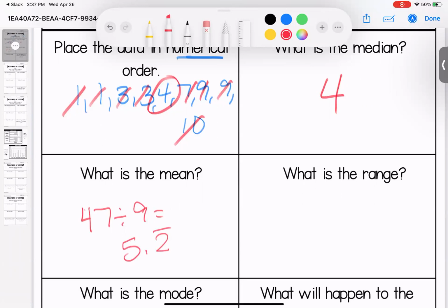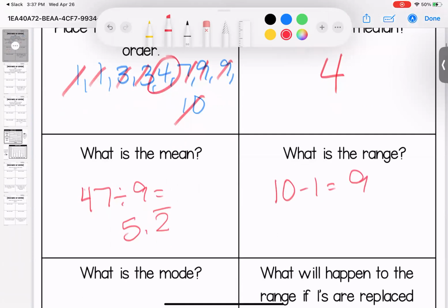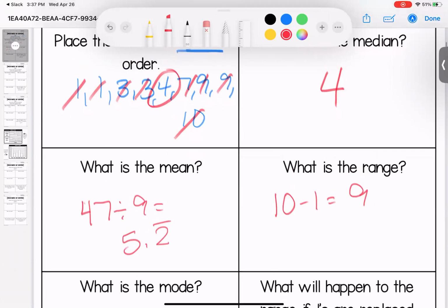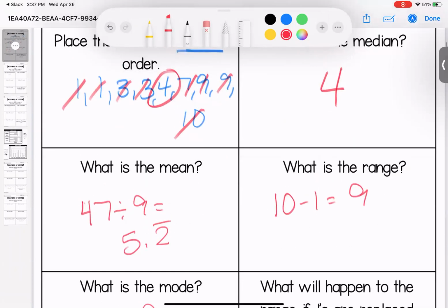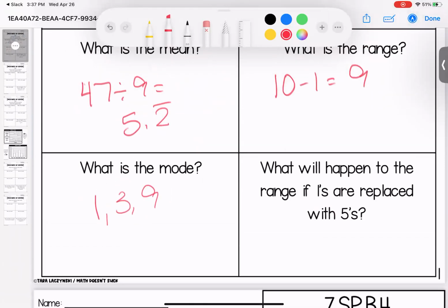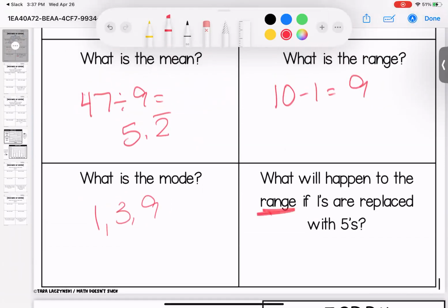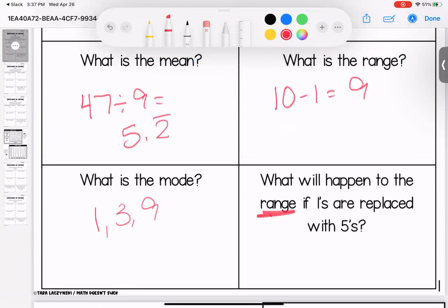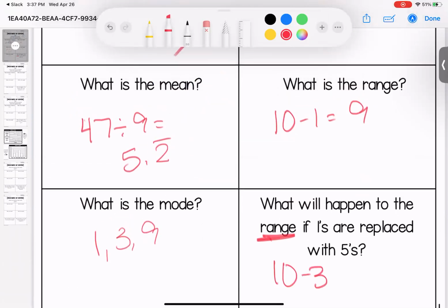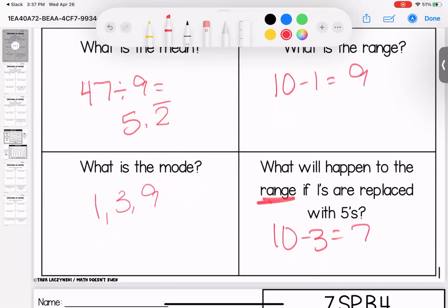What is the range? Range is the largest minus the smallest, so we have a range of 9. What is the mode? Mode meaning most often. We have 2 1s, we have 2 3s, and 2 9s, so all of them would be the mode. And then what would happen to the range if I replaced the 1s with 5s? So if I took out the 1s and made them 5s, now my smaller number would be 3. So I would have 10 minus 3 equals 7, so my range would go down by 2.